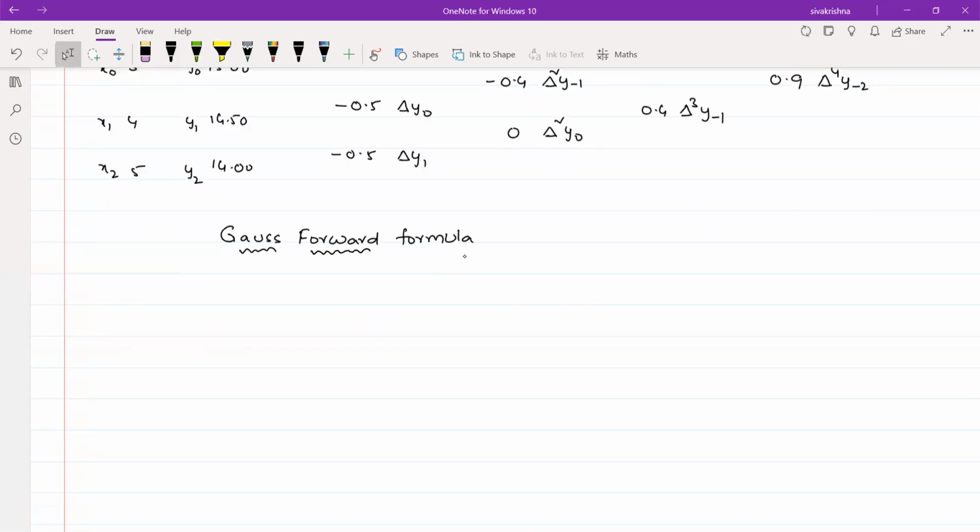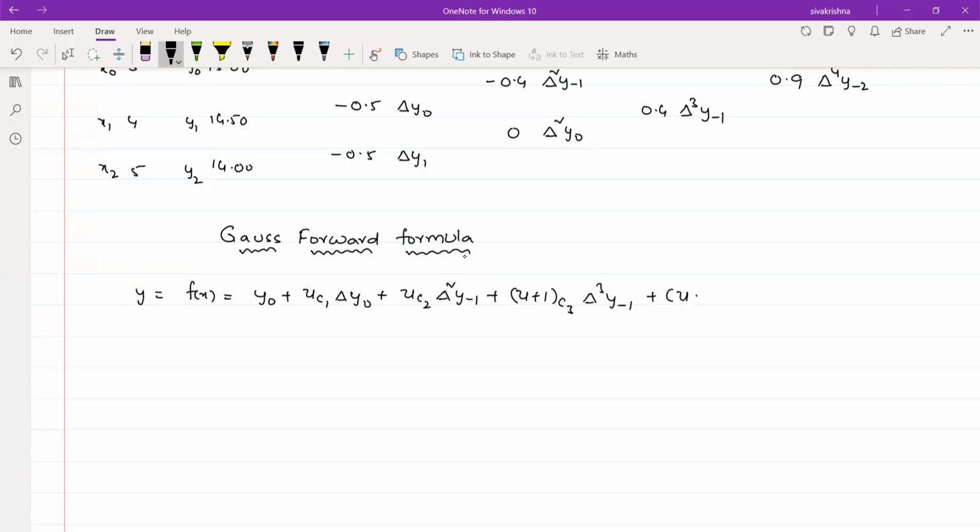So Gauss forward formula. y is equal to f of x is equal to y naught plus uc1 into delta y naught plus uc2 into delta square y sub x minus 1 plus u plus 1 c3 into delta cube y sub x minus 1 plus u plus 1 c4 into delta power 4 y sub x minus 2.